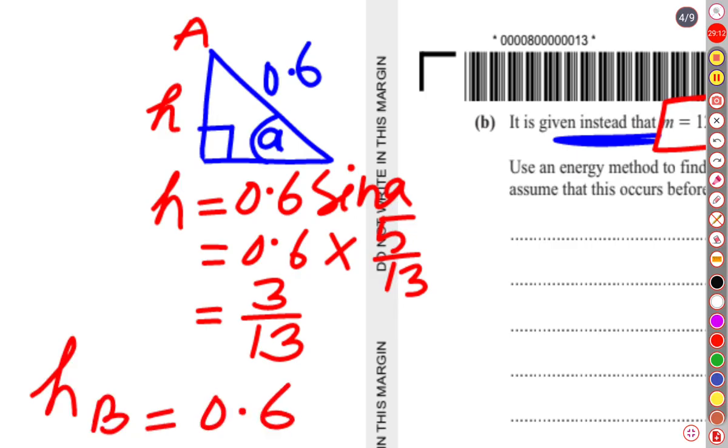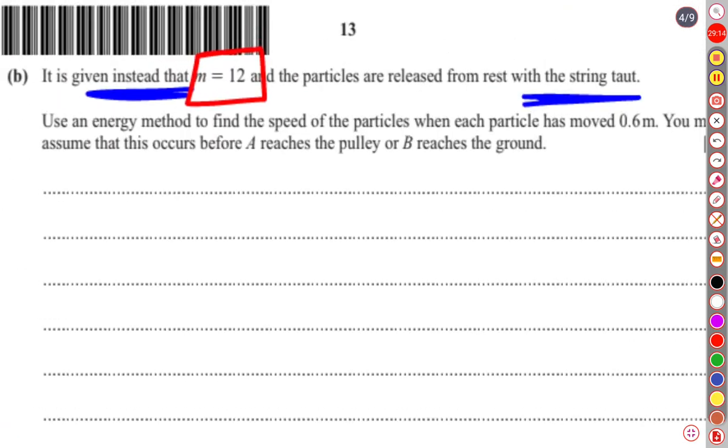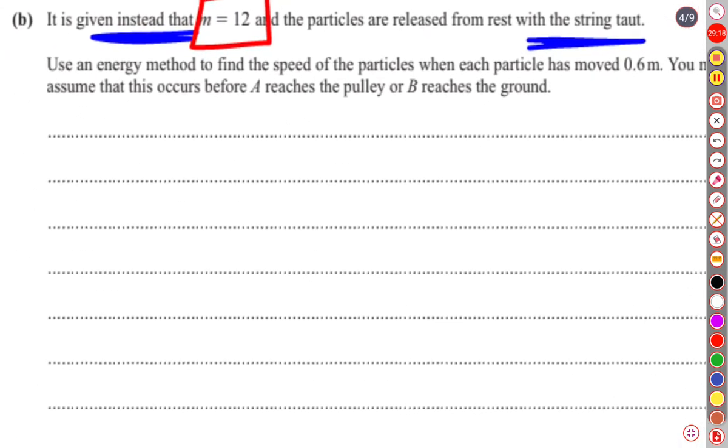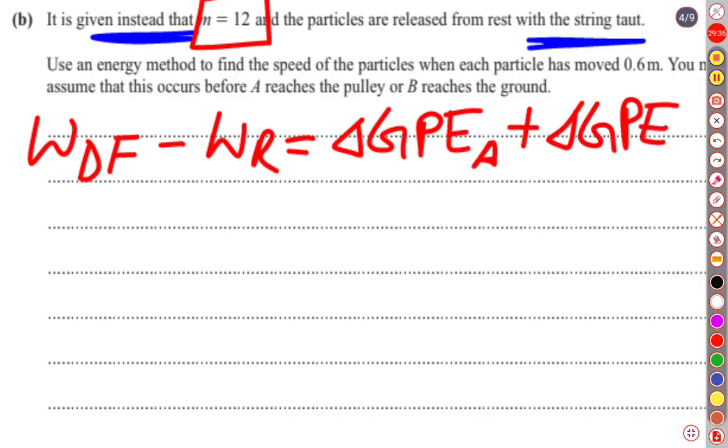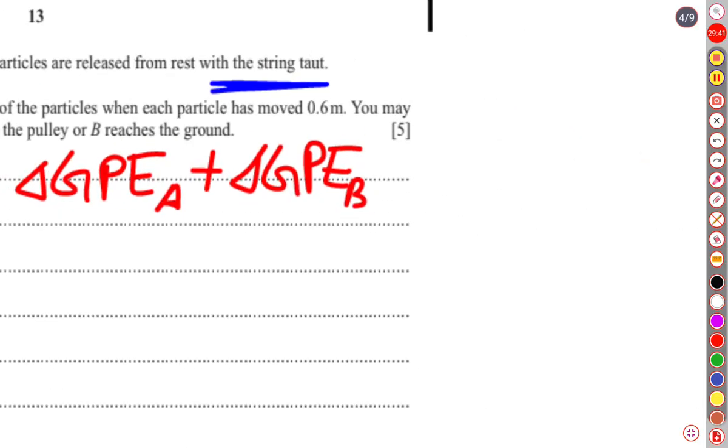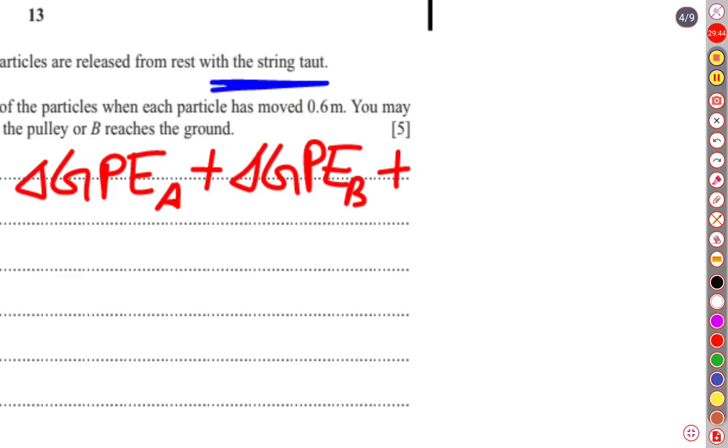Well, now we are going to apply the concept they have told. They have told us to apply the energy equation. So let us write the energy equation. Work done by driving force minus work done by resistance force is equal to change in GPE. As there are two particles, change in GPE of A plus change in gravitational potential energy of B, plus change in kinetic energy of particle A plus change in kinetic energy of particle B.